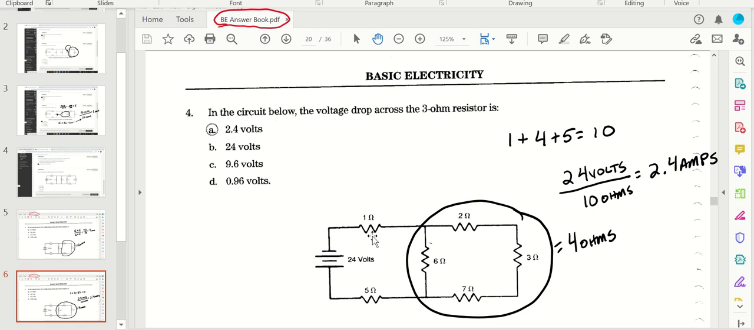Now we can add our 1 ohm resistor, our 4 ohm equivalent resistance, and our 5 ohm resistor, and that gives us a total resistance of 10 ohms. And we can take the voltage divided by the total resistance, and we come up with 2.4 amps. That is the current flowing through this part here, and this part here is going to be 2.4 amps.